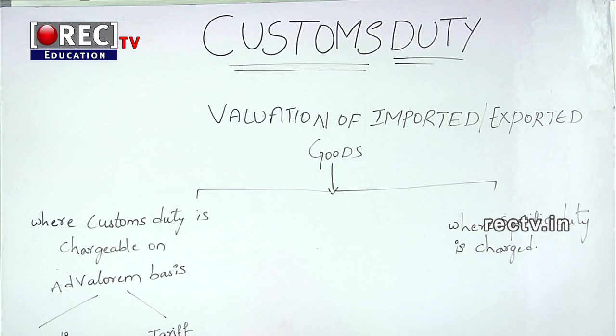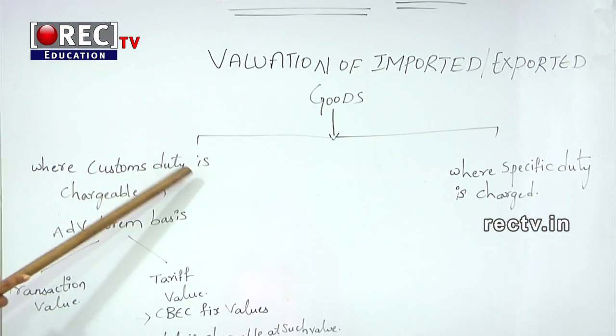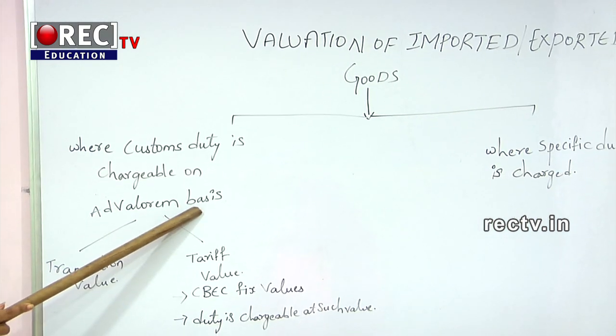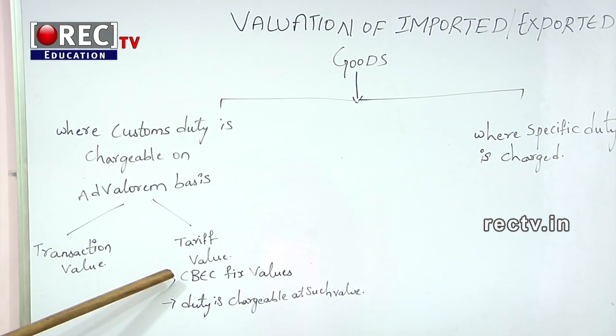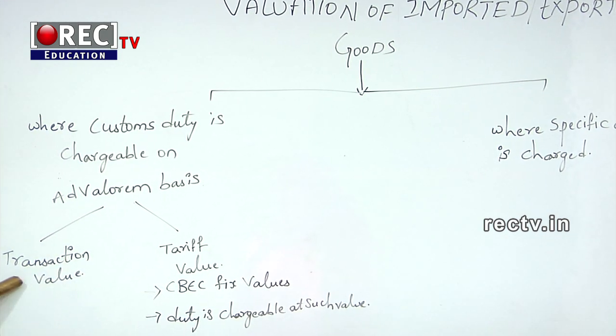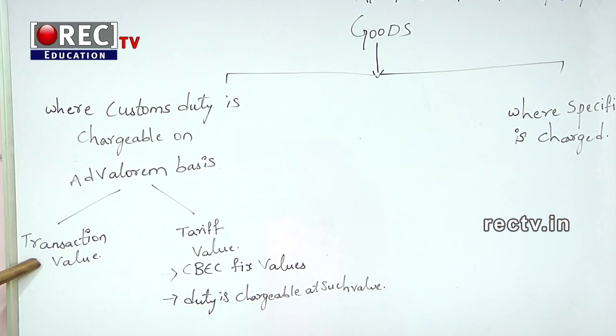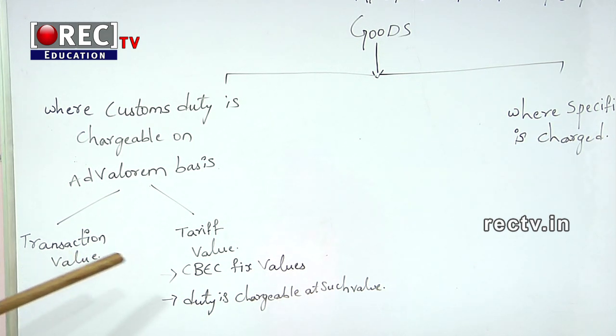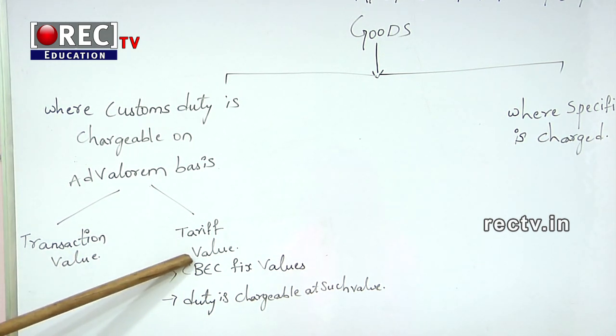In order to pay a customs duty, whether import duty or export duty, we need a certain value on which some rate is applied and calculated. Now let's see how to value such types of goods. Where customs duty is chargeable on ad valorem basis, there are two ways we can value the imported or exported goods. One is on the basis of transaction value and another one is on the basis of tariff value.